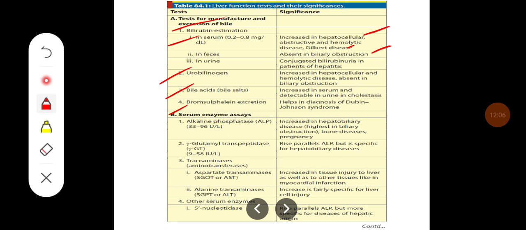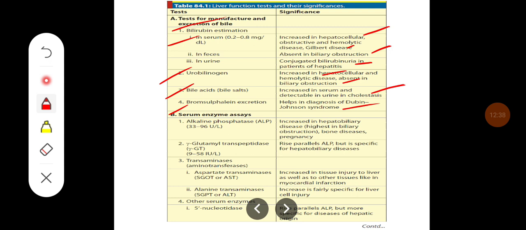Conjugated bilirubinemia is present in patients with hepatitis. Urobilinogen is increased in hepatocellular and hemolytic disease, and it is typically absent in biliary obstruction. Bile salts are increased in serum and detectable in urine in cholestasis. The bromosulfalein test helps in the diagnosis of Dubin-Johnson syndrome.